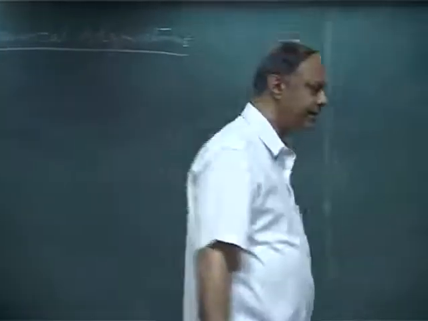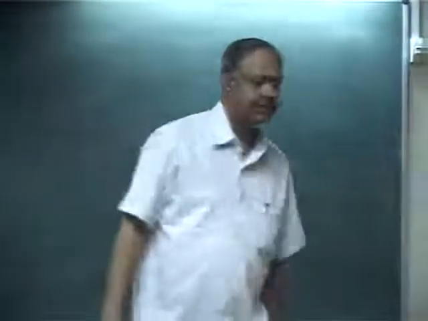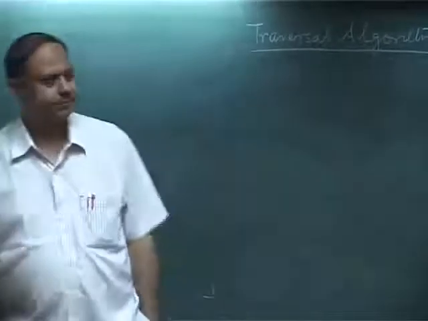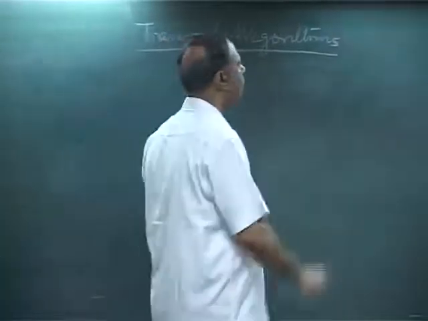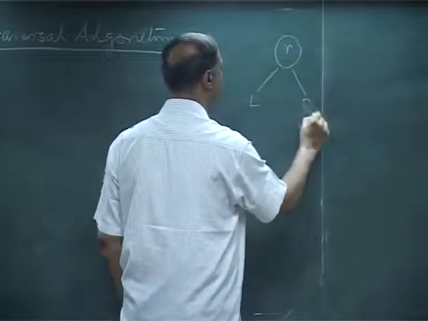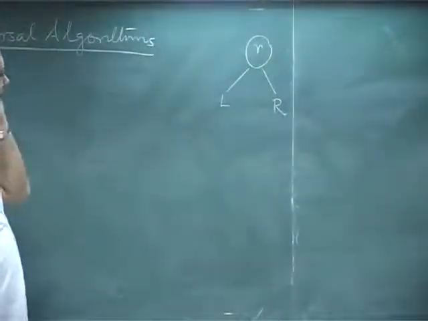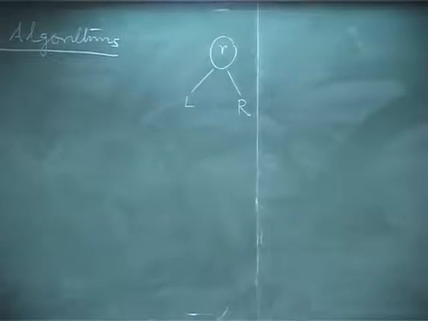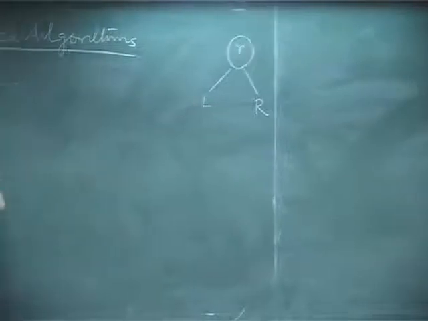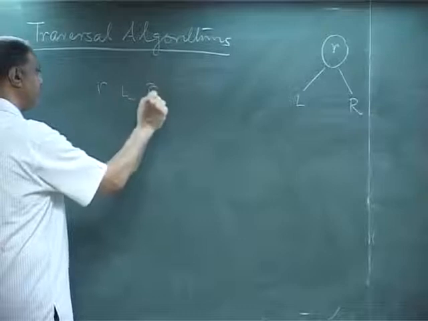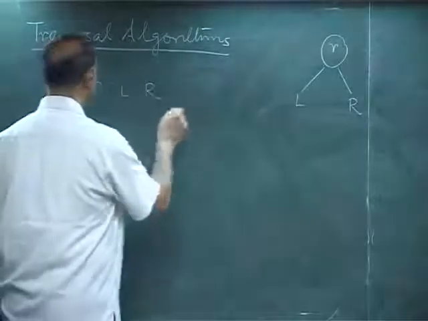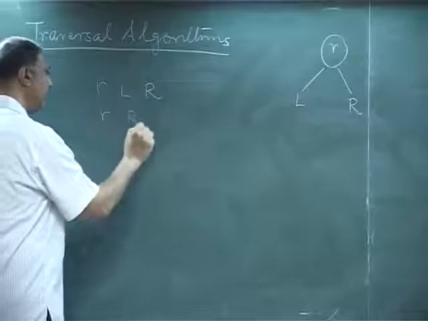Now, the first problem is that suppose I have a binary tree and I want to traverse it. This is the root, and you have the left subtree and the right subtree. In order to traverse this binary tree with n nodes, there are several ways. One way could be that I traverse first the root, then the left subtree, then the right subtree, and recursively I go for the left subtree: root, left, right, and so on. Another one could be root, right subtree, left subtree.